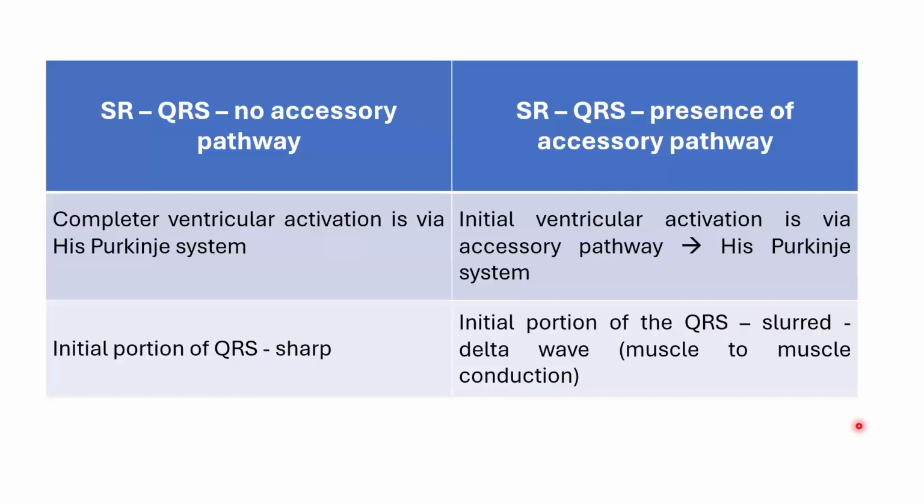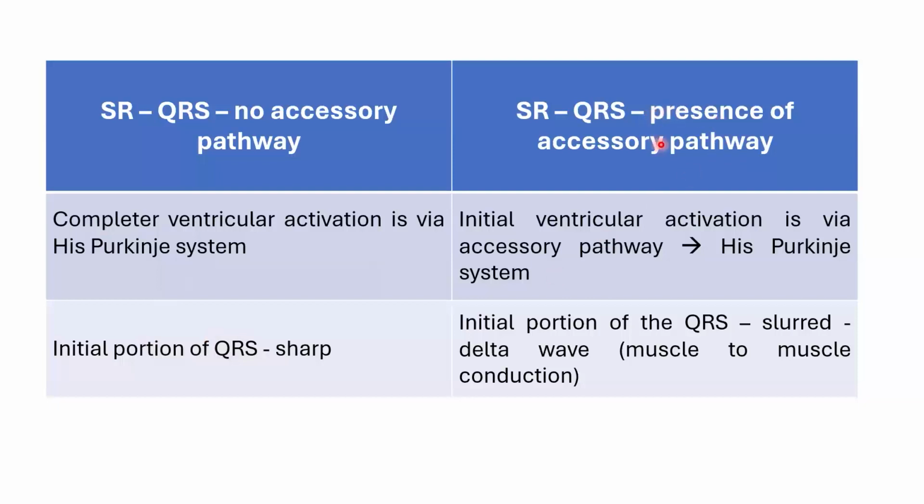So, in a nutshell, when there is a sinus rhythm with a QRS with no accessory pathway, you get a complete ventricular activation via the His-Purkinje system, leading to a narrow QRS, and the initial portion of the QRS is very short because a lot of myocardium is activated simultaneously.